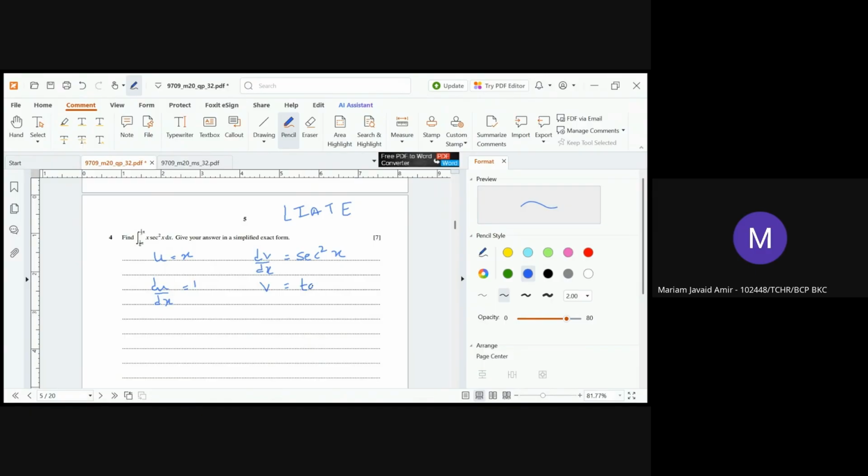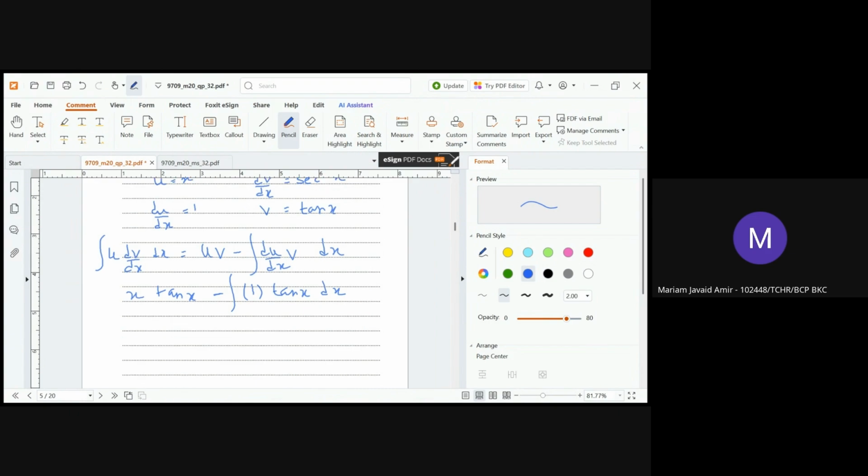Now let's apply the integration by parts formula, which is integration of u dv over dx equals uv minus integration of du over dx times v. Substitute the values. u was x, v is tan x, minus integration of du by dx, which is 1, and v is tan x dx.